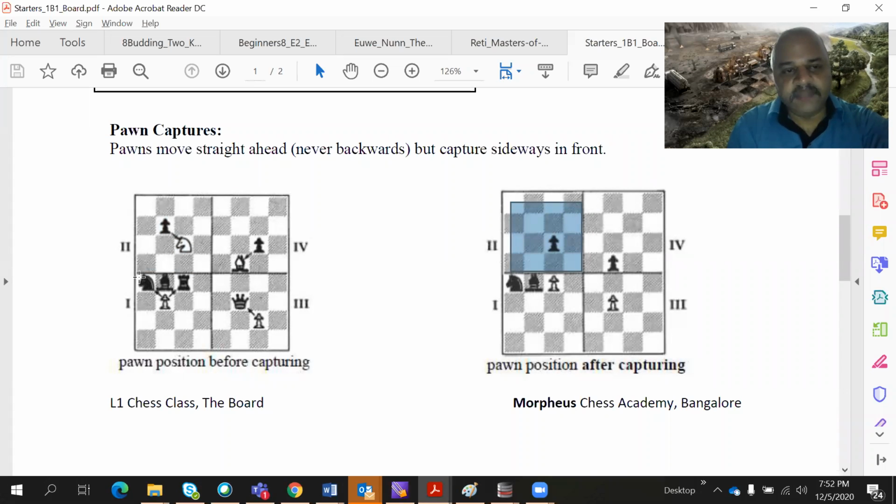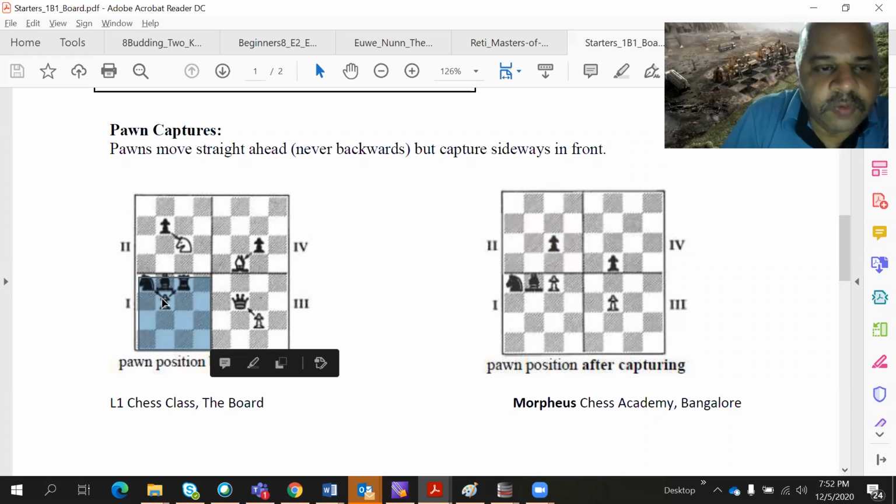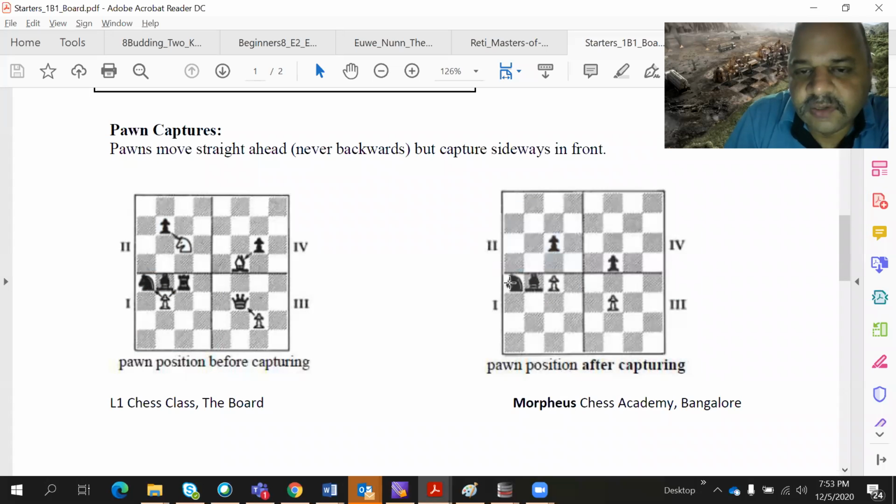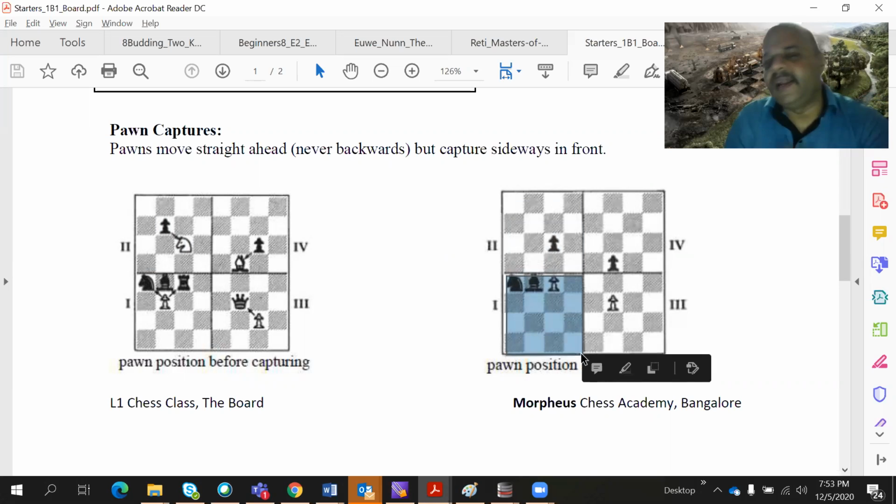In this half or this quarter of the chessboard, the pawn could have captured the knight as well as the rook. So it captured the rook. If it captured the rook, now the rook is gone and the pawn has reached the square of the rook, and after this the pawn will move straight in that line, right?